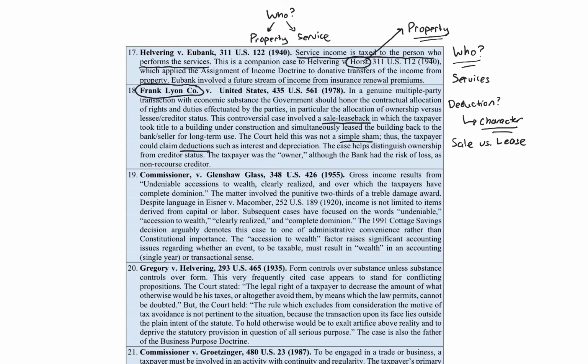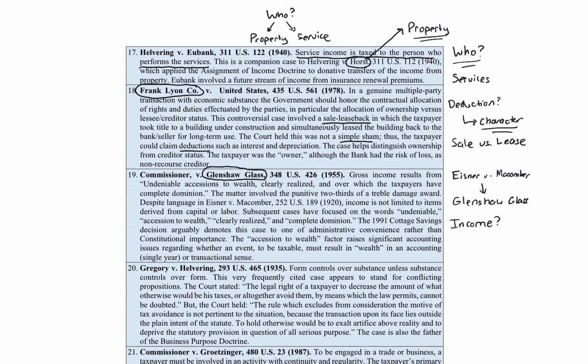Students' favorite, Glenshaw Glass. So in Glenshaw Glass, we had Eisner versus Macomber, right? Old case. Glenshaw Glass continues that line, and it deals with, do we have income? So Glenshaw Glass defines gross income.